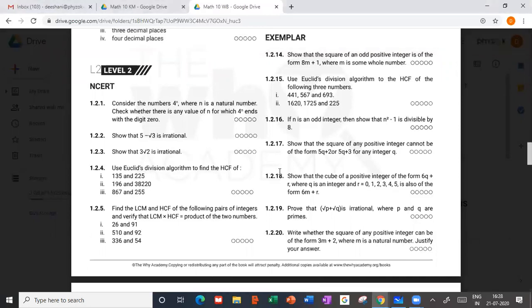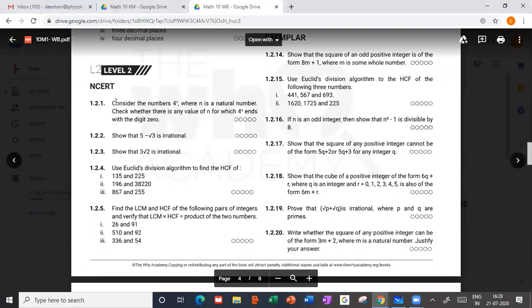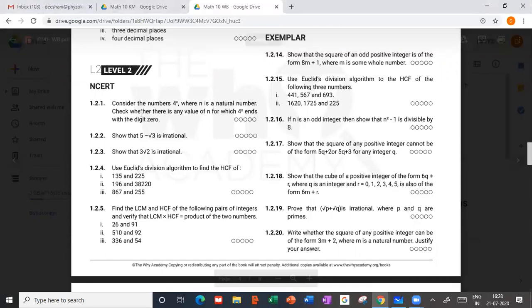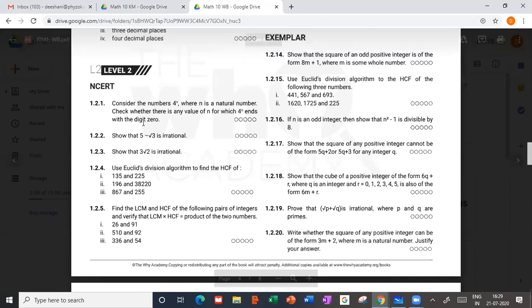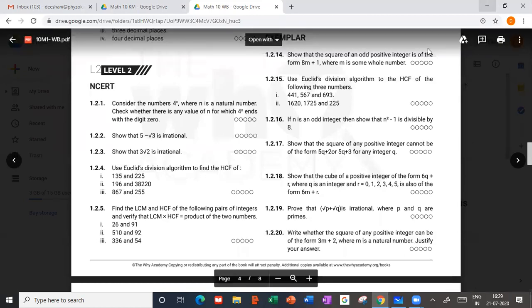Okay, cool. So check question 1.2.1. It says consider the number 4 power n where n is a natural number. Okay, what is a natural number?